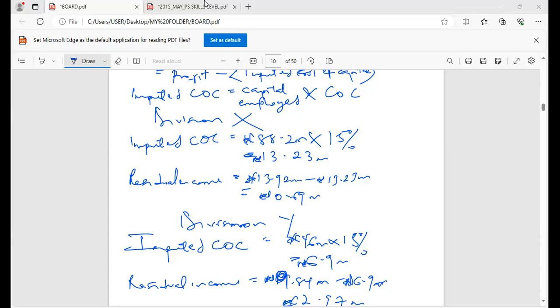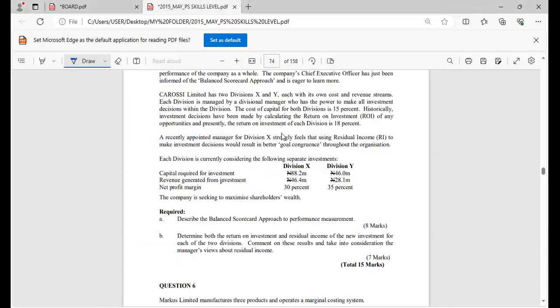Okay. What is the current return on investment? Sorry, can you go back to the question? What is the current return on investment for the company? Look at it. Read this part. 18%. Yes, 18%. Now look at the return on investment for X and Y.